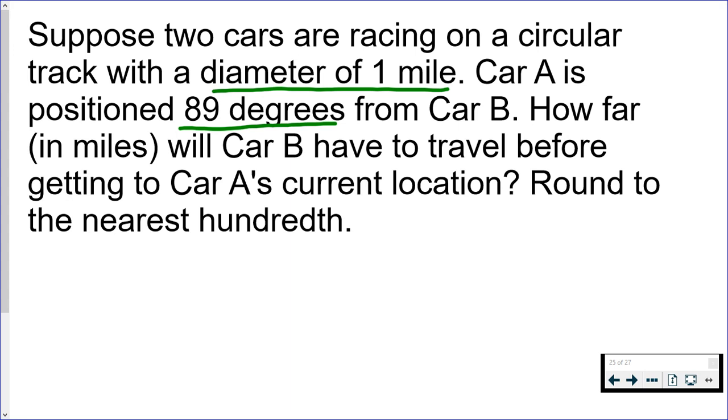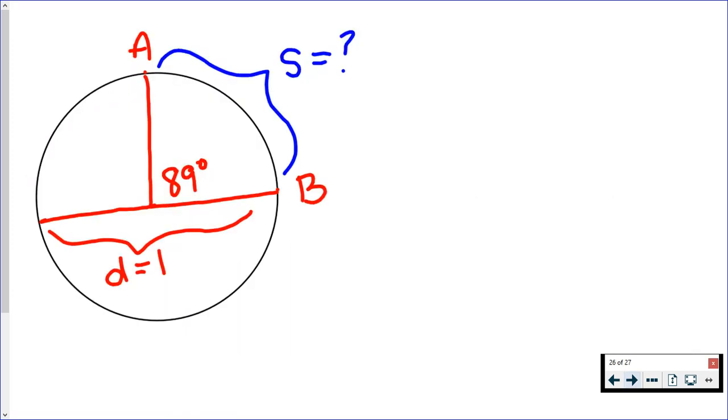I would pause the video right now if you want to try to draw a picture of this yourself, but with problems like this, it's definitely helpful to draw a picture. So we have our circular track. We're given the diameter of 1, which would be the distance all the way across the circle in the middle. And car A and B are 89 degrees away from each other.